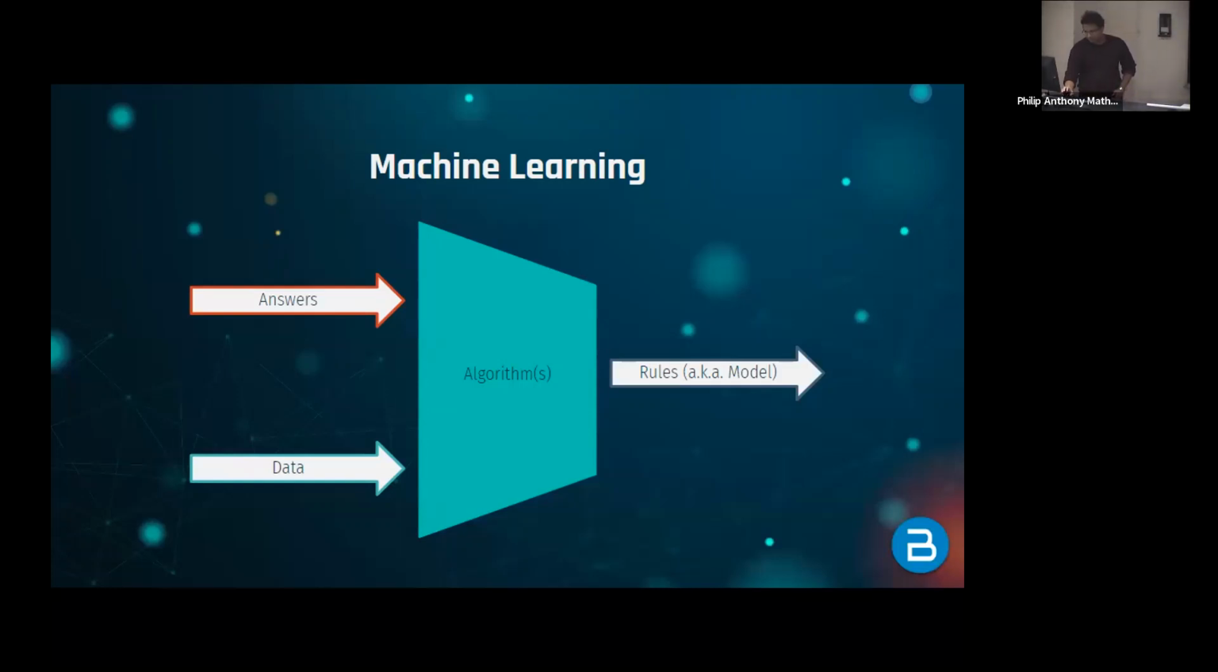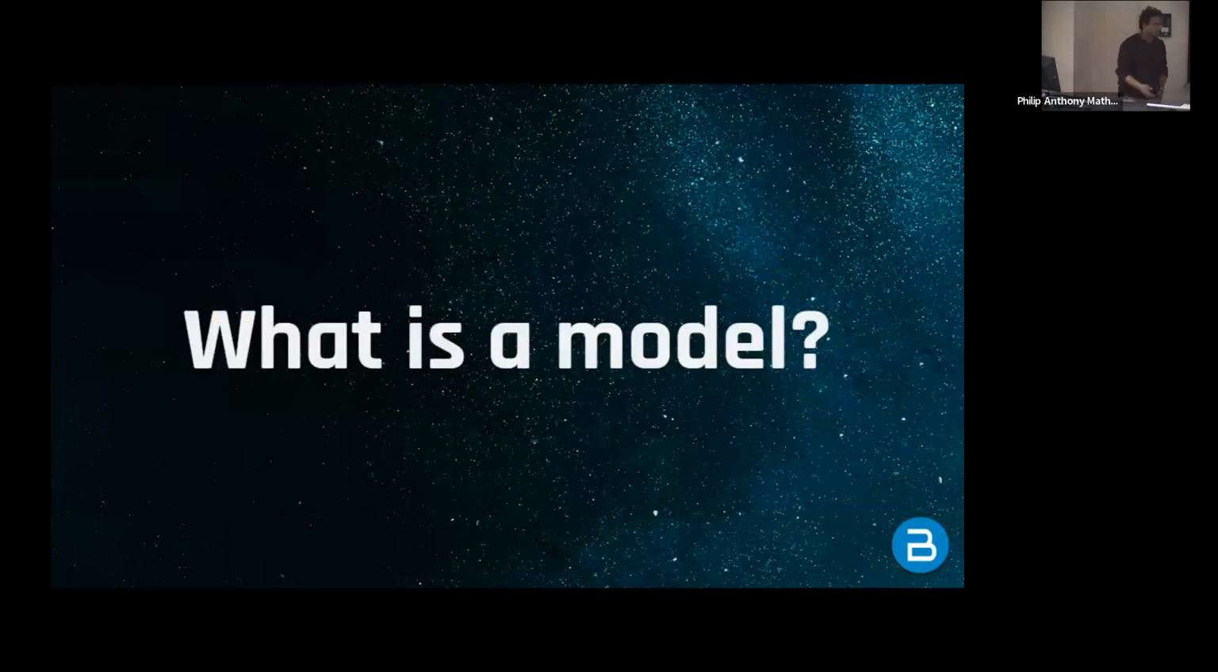But with that said, if I pose a question to you, I'm saying the word model. In terms of your intuition, what would a model look like? What sort of form would it take?